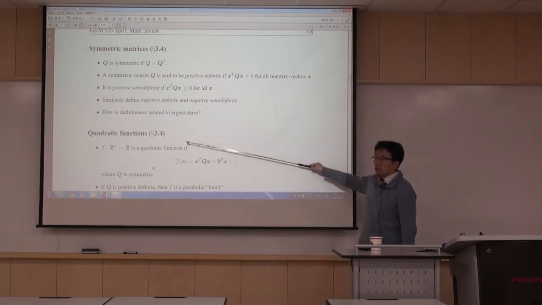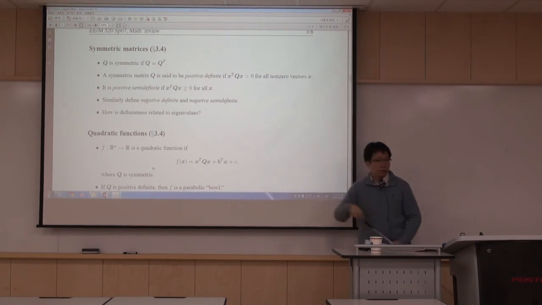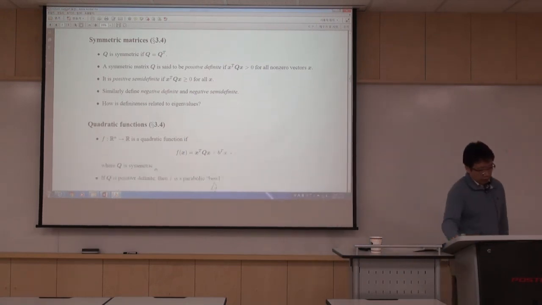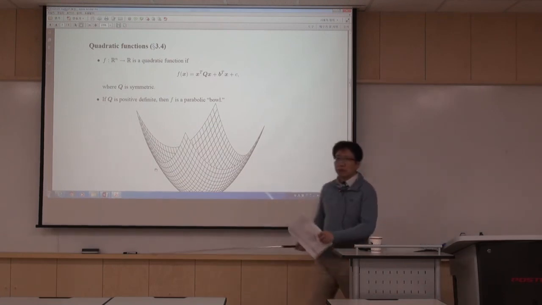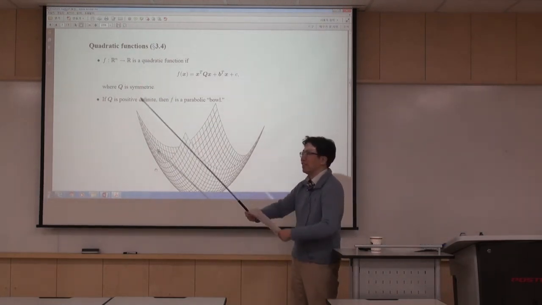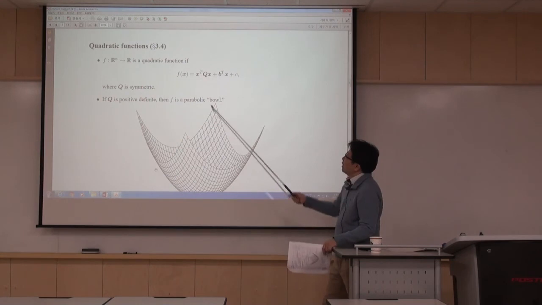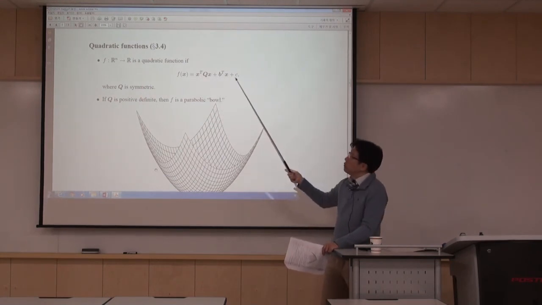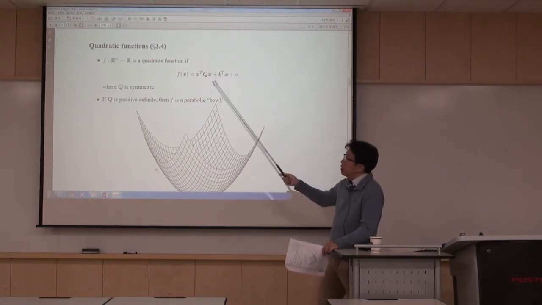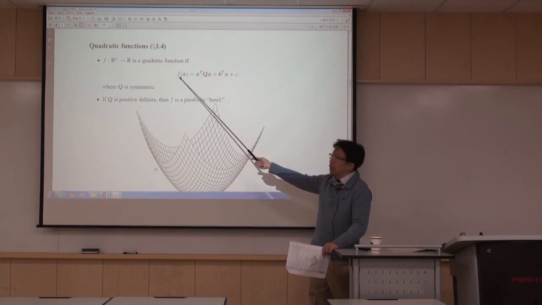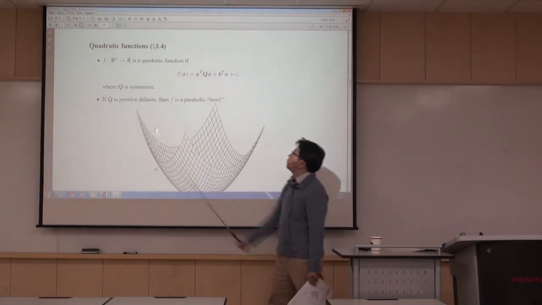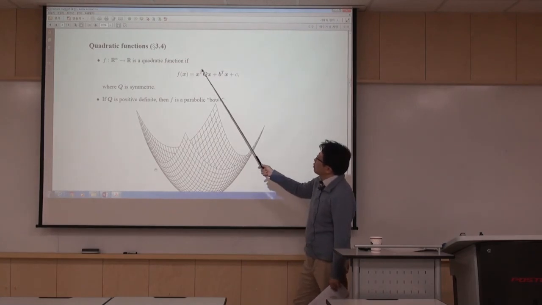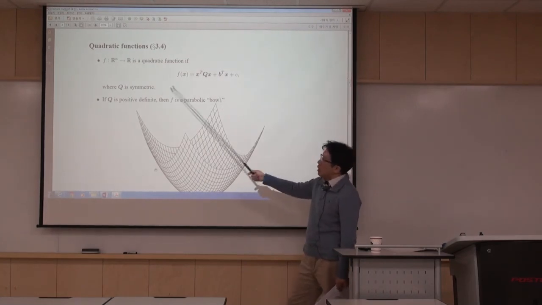And then you move to quadratic functions. So this is a quadratic function. This is a function of a vector x in R^n, x transpose Q x. And here goes a symmetric matrix.